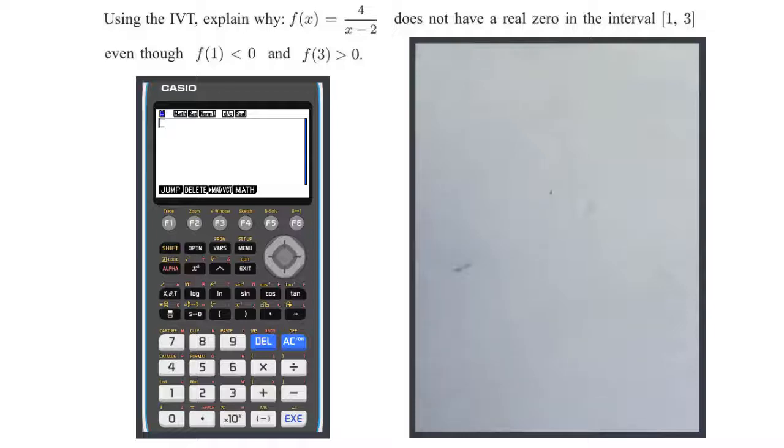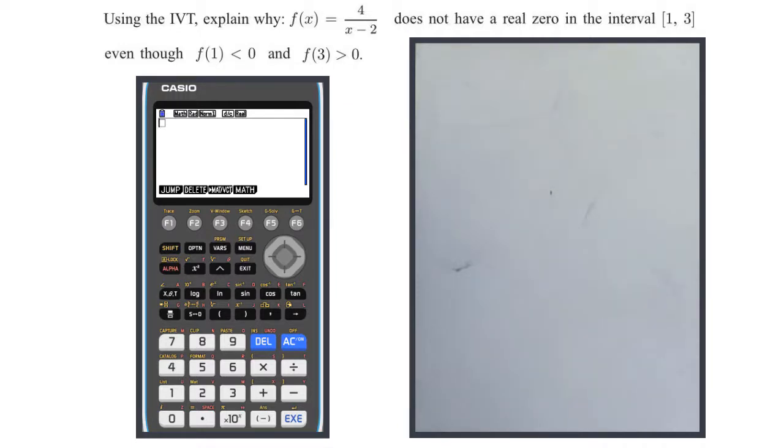Using the IVT, explain why f of x equals 4 over x minus 2 does not have a real zero in the interval [1, 3], even though f of 1 is negative, less than 0, and f of 3 is greater than 0. Right, so it'd be good to remember what the IVT says.